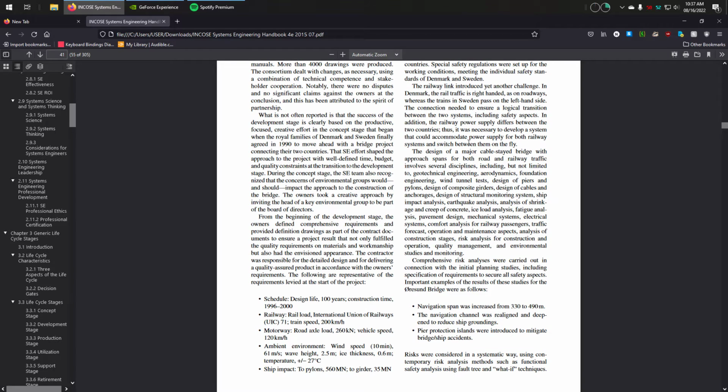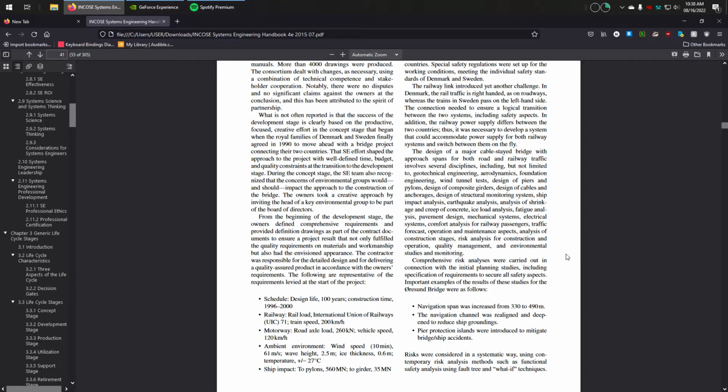The design of a major cable-stayed bridge with approach spans for both road and railway traffic involves several disciplines, including, but not limited to, geotechnical engineering, aerodynamics, foundation engineering, wind tunnel tests, design of piers and pylons, design of composite girders, design of cables and anchorages, design of structural monitoring system, ship impact analysis, earthquake analysis, analysis of shrinkage and creep of concrete, ice load analysis, fatigue analysis, pavement design, mechanical systems, electrical systems, comfort analysis for railway passengers, traffic forecast, operation and maintenance aspects, analysis of construction stages, risk analysis for construction and operation, quality management, and environmental studies and monitoring.